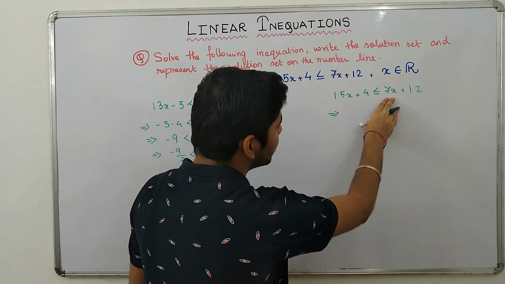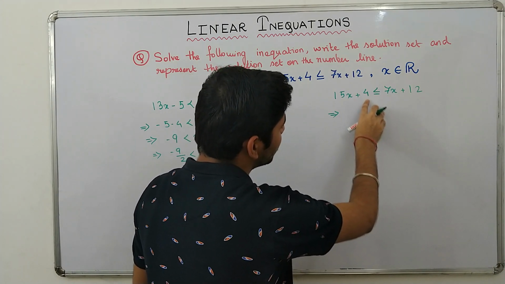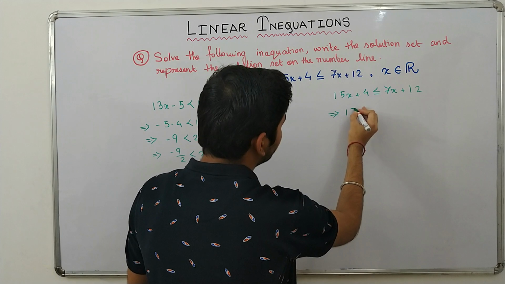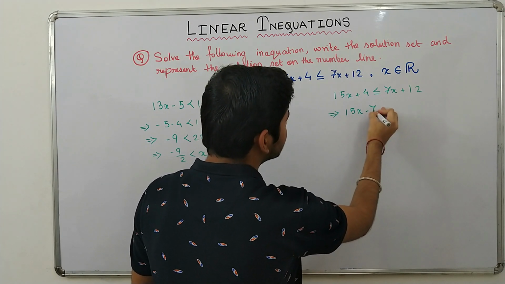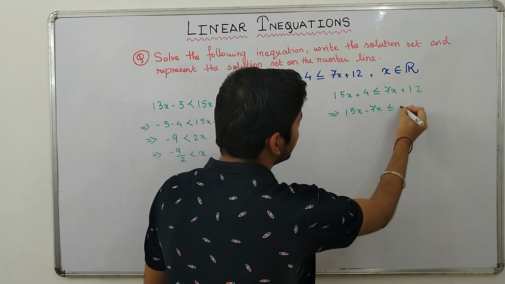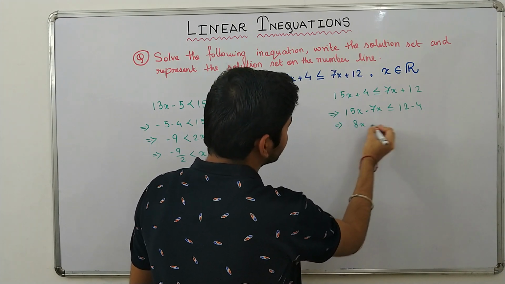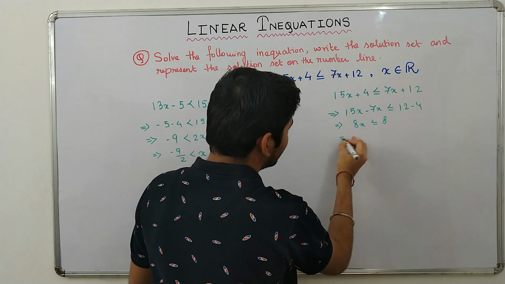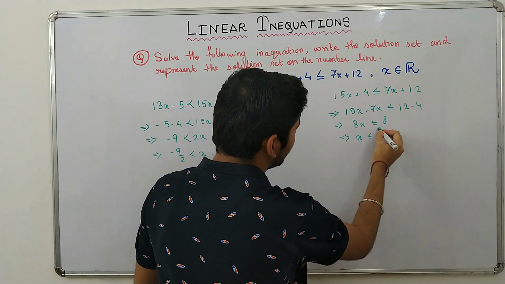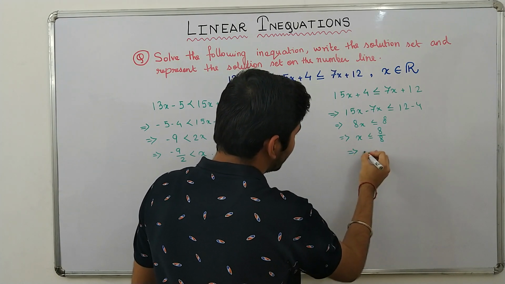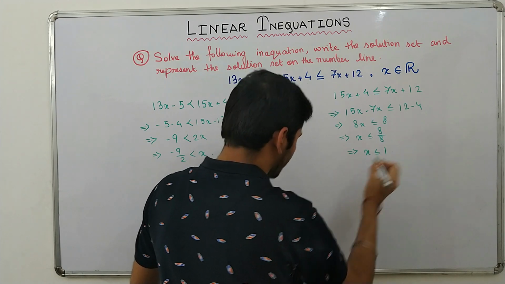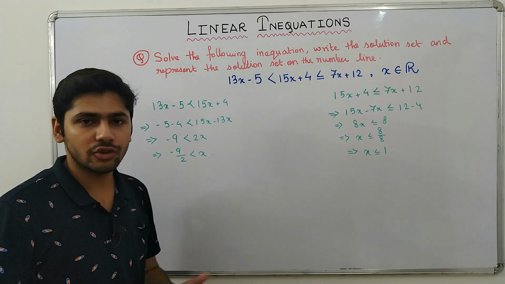Over here, 7x will come to the LHS and 4 will go to the RHS. So we have 15x minus 7x less than equal to 12 minus 4. Therefore, 8x is less than equal to 8. Therefore, x is less than equal to 8 by 8. Therefore, x is less than equal to 1. So we get two separate solutions.